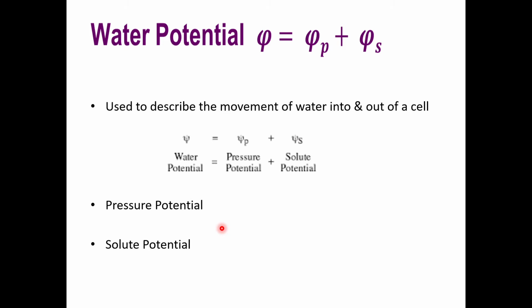Pressure potential in the plant cell, remember, is affected by the cell wall, and it's going to push against to prevent any more water uptake. As solute is added, the value for solute potential becomes more negative, causing the water potential to become more negative. So the more negative the number is, the more negative the water potential is, and so the less likely water is to move.